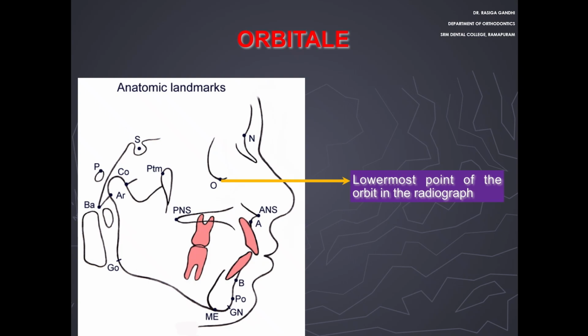Next point will be orbitale. It is seen in the orbit. The lowermost point in the orbit is called orbitale.